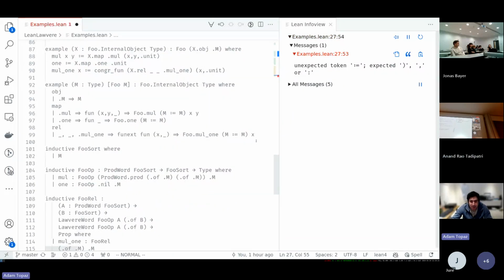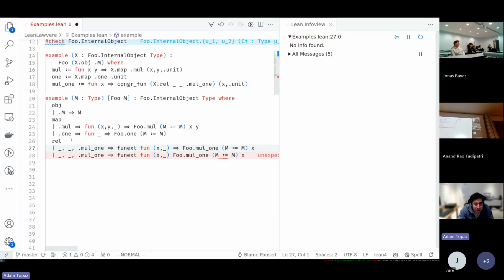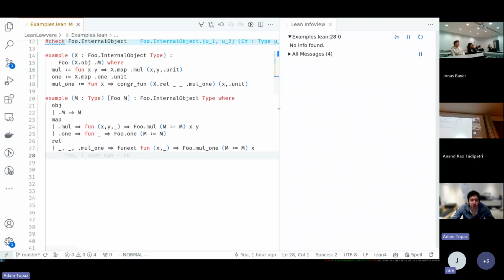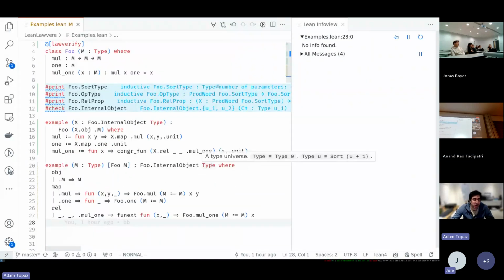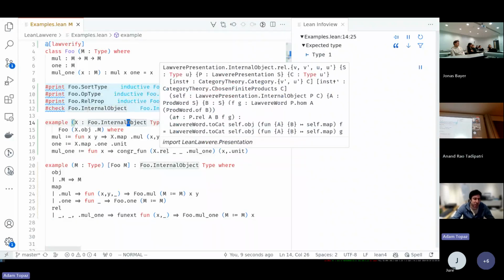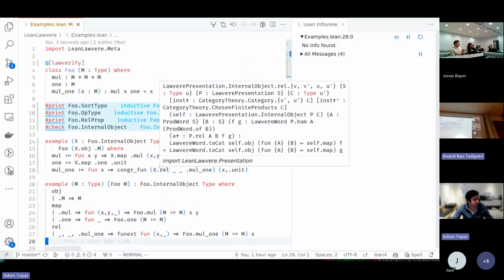Okay, let me go to my cheat sheet because again, I almost had it right. I just forgot an arrow for the fun X. Okay. So there we go. Almost directly from the definition, we can go back and forth between an internal object of this Lawvere theory, or this Lawvere presentation rather, and an instance of this type class. Okay, I think I'm pretty much out of time, so let me stop here. Yeah, thank you very much. Thank you.